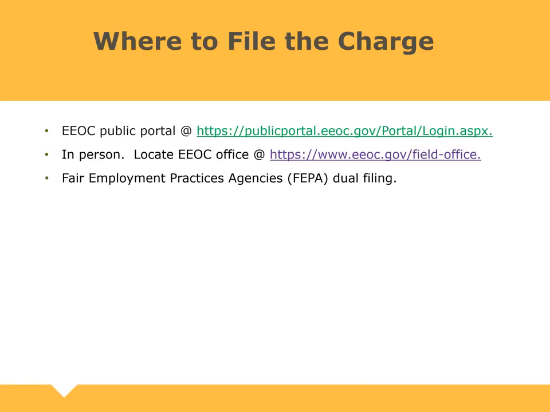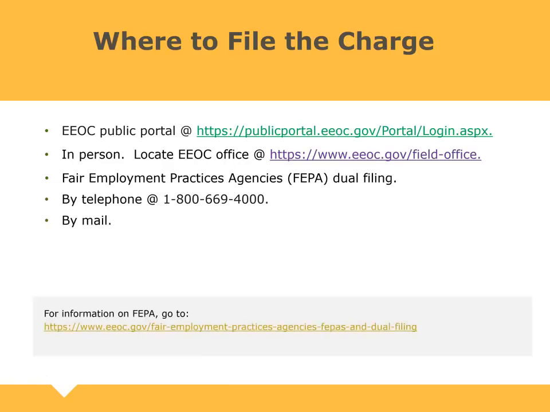The Fair Employment Practices Agencies. We just spoke about the FEPA, and again, this is where you will file a charge both on the federal and the state level. It's called dual filing, and you can get clarification from EEOC on that. You can file by telephone or by mail. For more information on FEPA, you can go to the website I provided at the bottom.